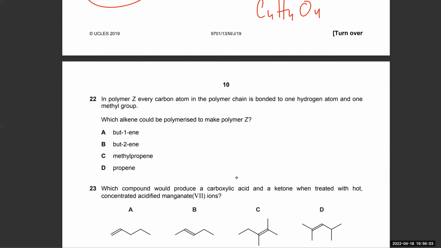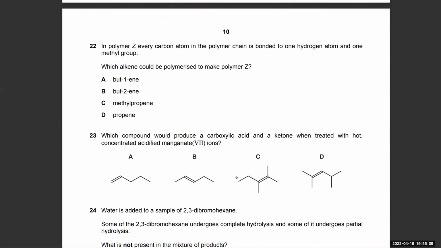That's my next one. Polymer Z, every carbon atom in the polymer chain is bonded to 1 hydrogen atom and 1 methyl group. Okay. Which alkene could be polymerized to make polymer Z? So he's saying every carbon atom is bonded to 1 hydrogen and 1 methyl group. So it's probably going to be B. Like, if you would have to draw this out. Butene is this one. And there is H, and 3 H's with this one, and 3 H's with this one.